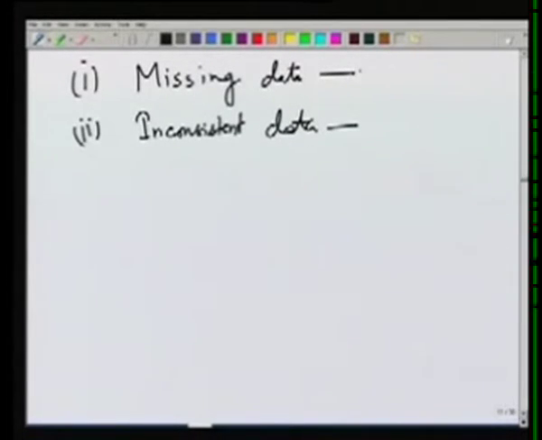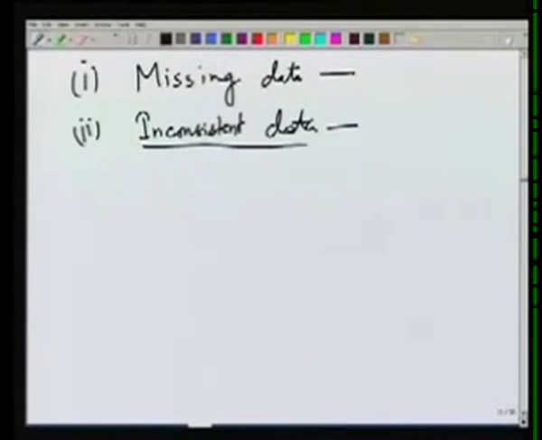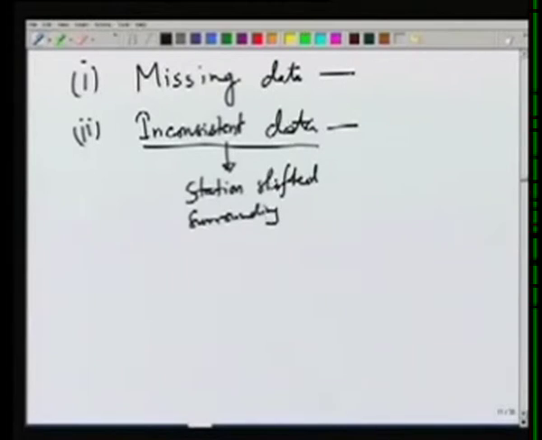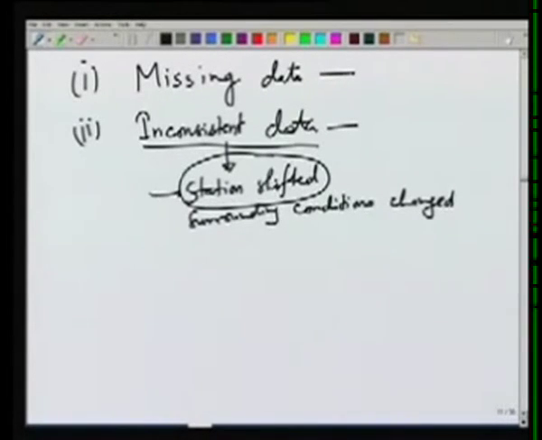So missing data means that we have a long period of record at a particular rain gauge and surrounding rain gauges also, but part of it may be missing. For example, in a year we are measuring rainfall every day, but one day or 2 days the data may not be there. Inconsistent data means inconsistency, it may be because either a station is shifted or surrounding conditions changed. So station shifted means we had a location of the station earlier, but due to some reasons the station has to be shifted to some other location. Then the data will be inconsistent because the characteristics of the areas will be different.